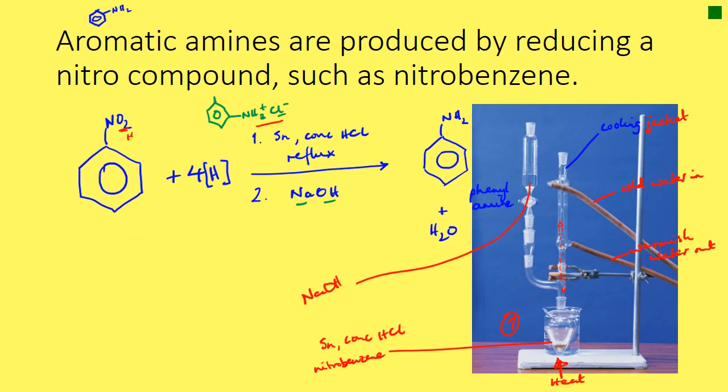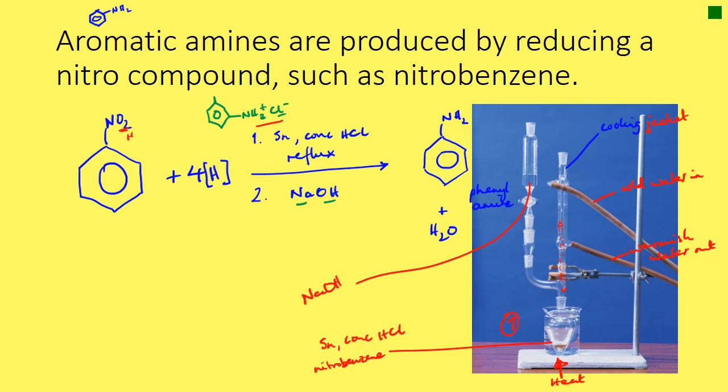So like we said, aromatic amines are produced by reducing a nitro compound, such as nitrobenzene. Just to make sure that everyone's familiar with aromatic, what we mean by that is a benzene ring, like this, and if it's an amine, of course, it's going to have an amine group hanging off the benzene ring. And they're produced by reducing a nitro compound, such as nitrobenzene. So nitrobenzene looks like this.